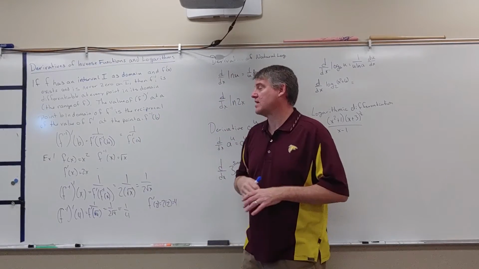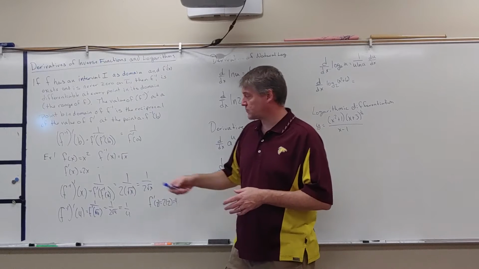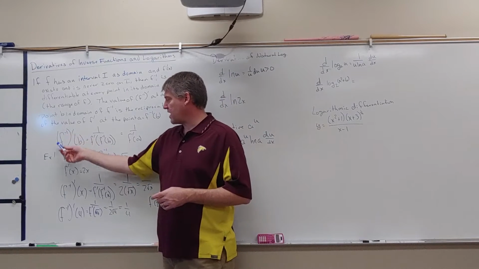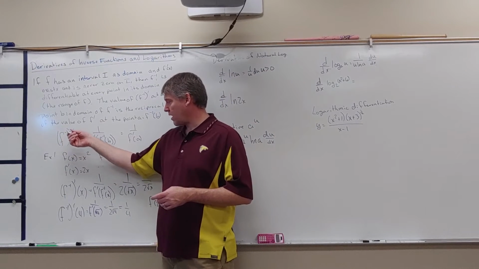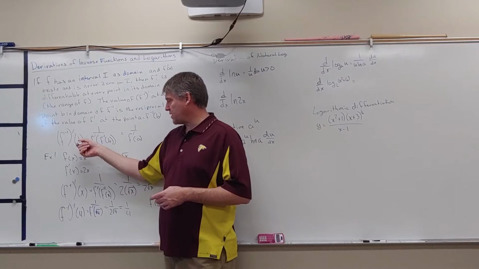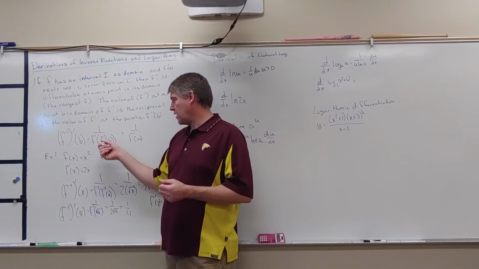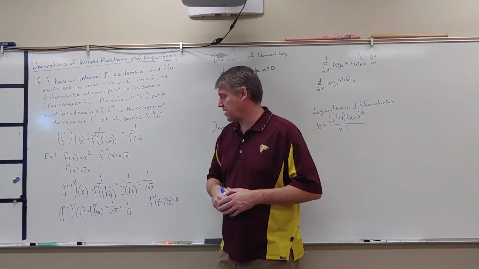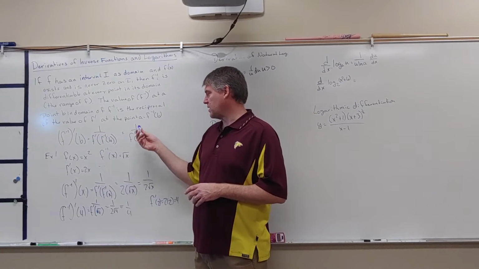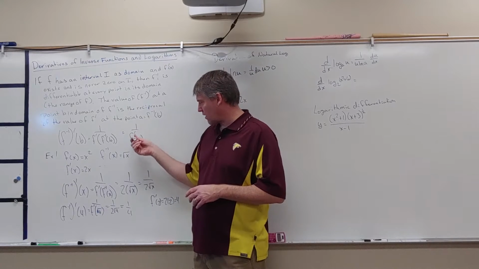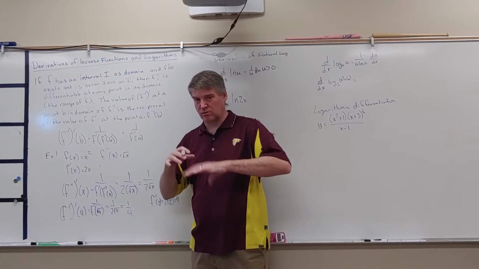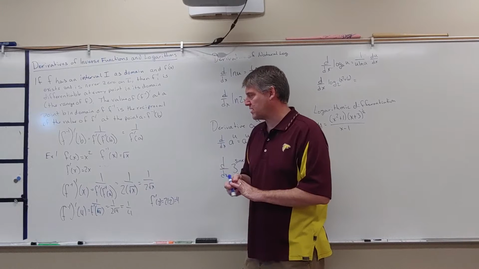I know that's a lot to take in. So what we're looking at here is, if I have f inverse prime at B, that's going to be equal to 1 over f prime of f inverse of B. Okay? So that's really 1 over f prime of A. So we're looking at using that piece here.